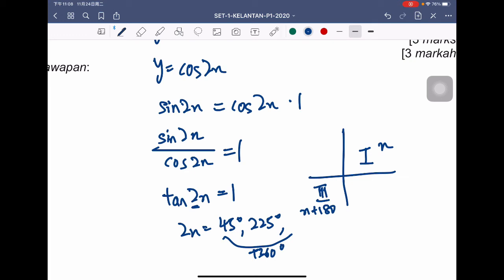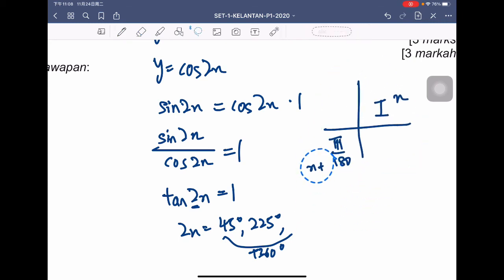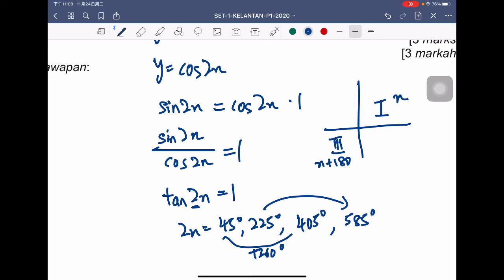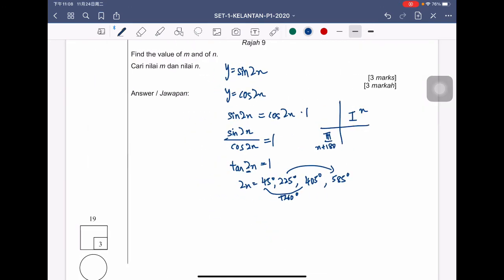So 360 plus 45 will become... wait, I move this up here first. Okay, so the 45 degrees plus 360 will become 405 degrees, and the other one we also add 360 degrees, and then you will get an answer 585 degrees. But is this the answer?